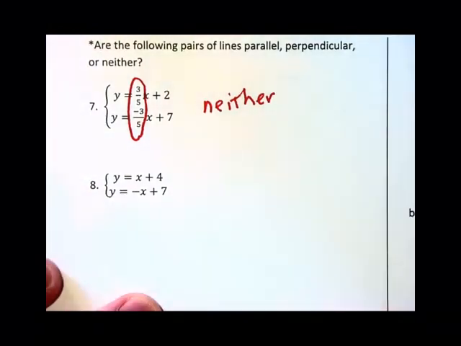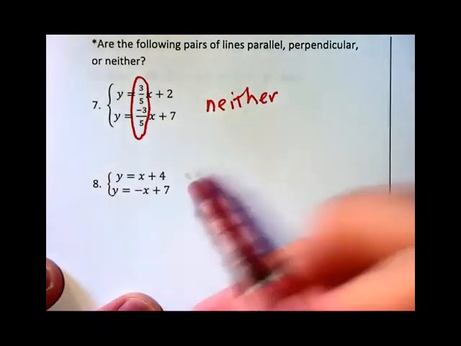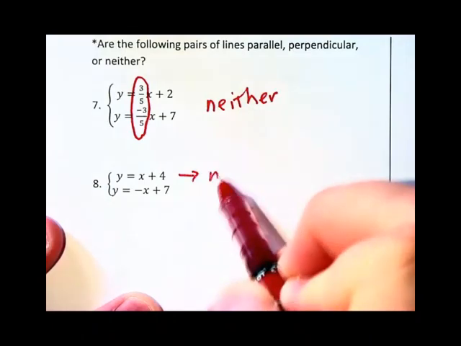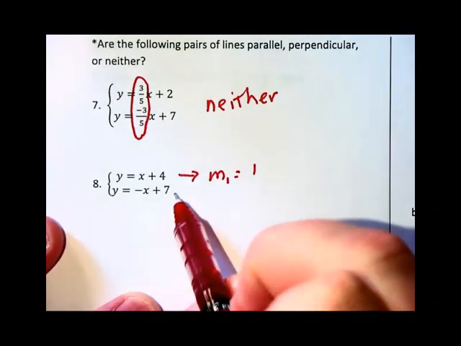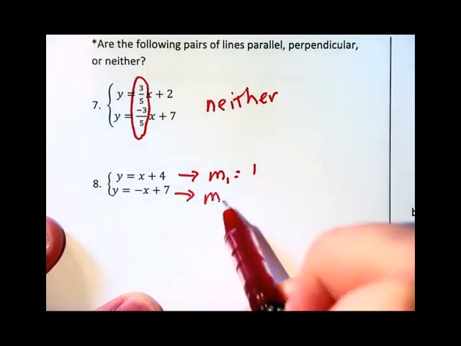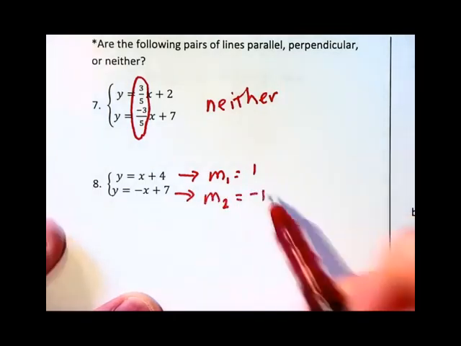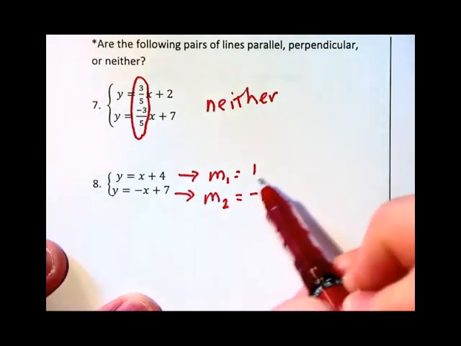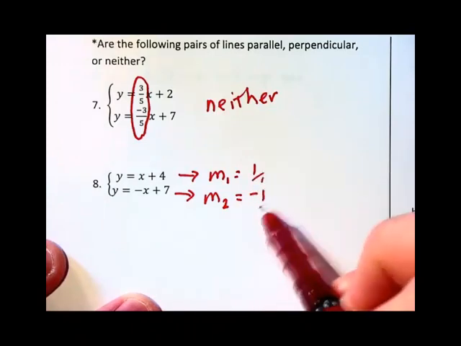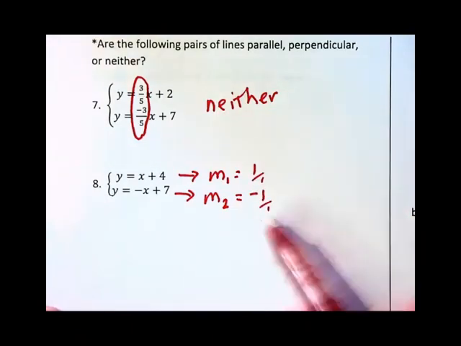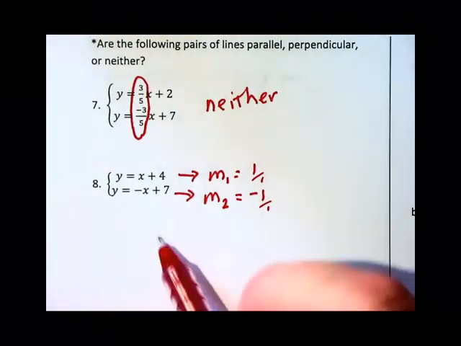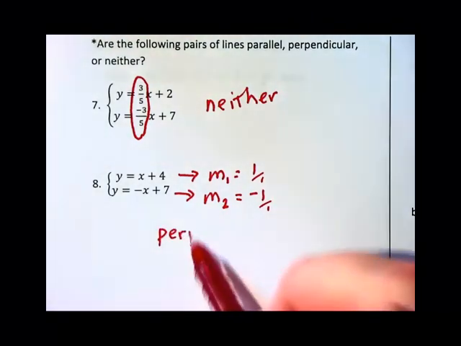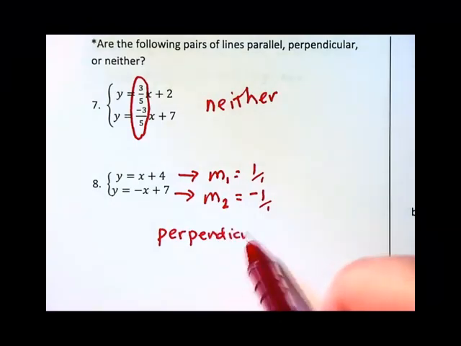However, moving on to this next problem, the first equation has a slope of 1, so I'll call that m1 equals 1. And in the second equation, the second slope here is negative 1. Now if you thought of that as 1 over 1 and negative 1 over 1, you can see that those two fractions are negative reciprocals of each other, and therefore these two lines are perpendicular.